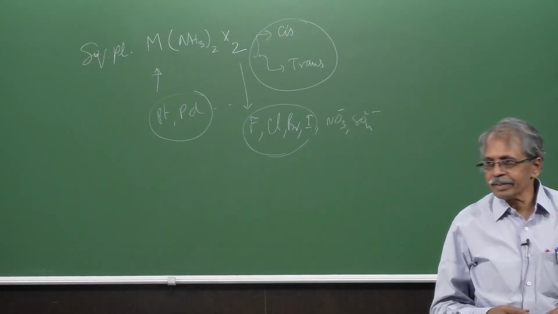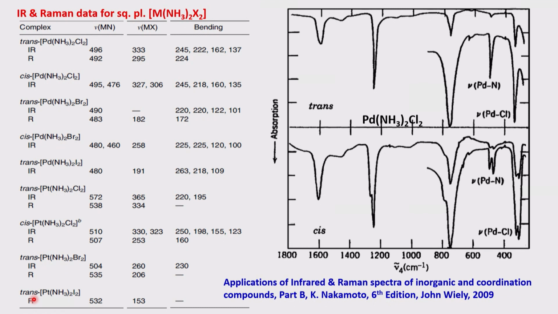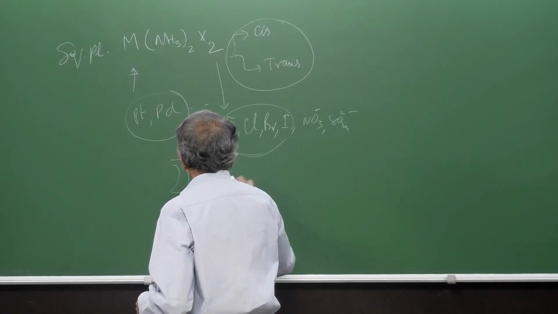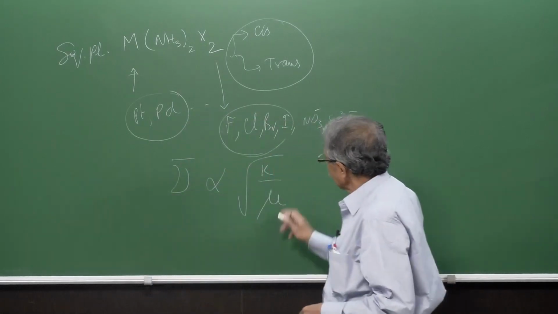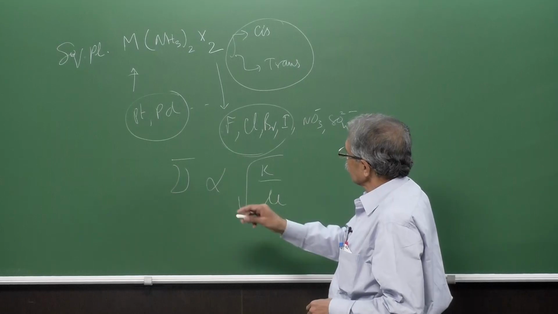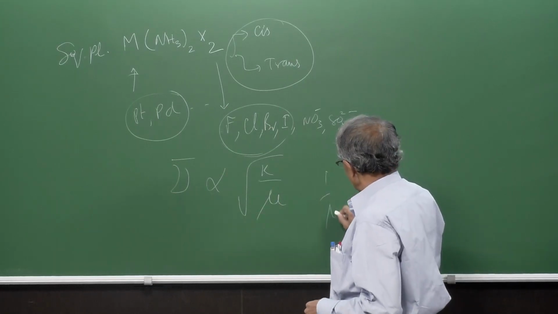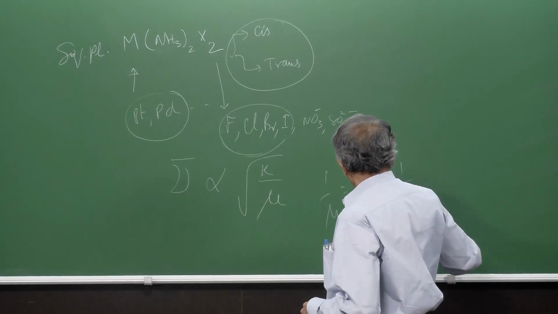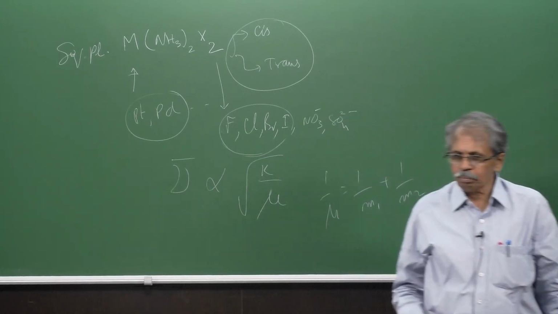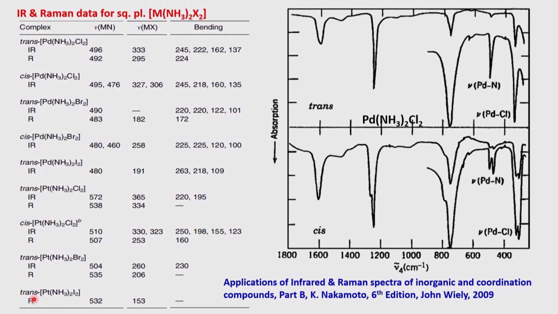Now if you can recall, I told you that the frequencies of the vibrations are proportional to the square root of k by mu. Mu is the reduced mass: if you have a mass m1 and a mass m2, the inverse of the reduced mass is equal to the inverse of the mass of one of them plus the inverse of the mass of the other.